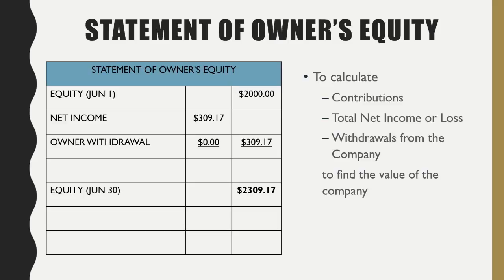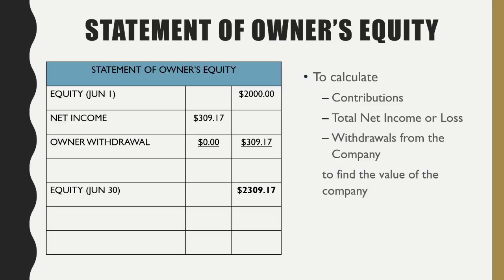Next one is going to be the statement of equity. In this case, we are focusing on a sole proprietor. A sole proprietor means there's only one person, so we're going to be taking a look at the statement of owner's equity. Now, equity, which we'll talk about in chapter 2, is determined by the value, or in this case, the net worth of your company. This is what your company is worth.